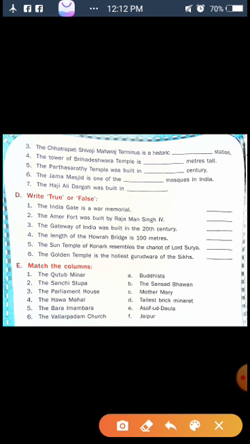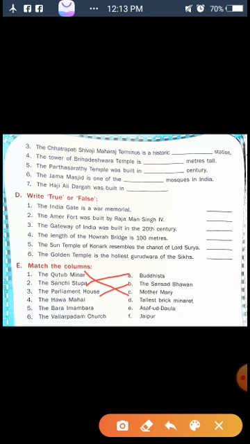Number 1, the Qutub Minar. Qutub Minar goes to number D, tallest brick minaret. Then number 2, the Sanchi Stupa. The Sanchi Stupa goes to number A, Buddhist. Then number 3, the Parliament House. The Parliament House goes to number B, the Sansad Bhavan.